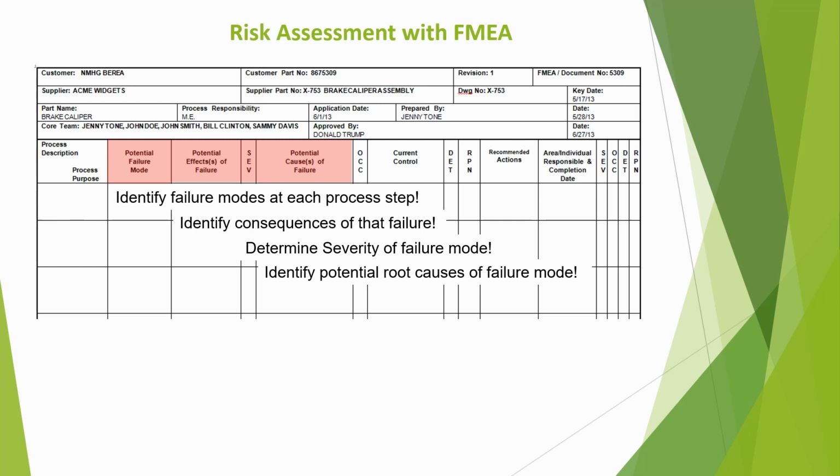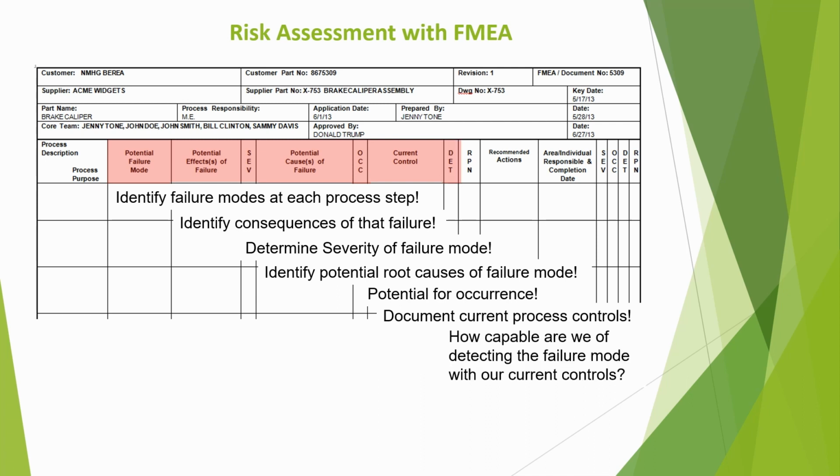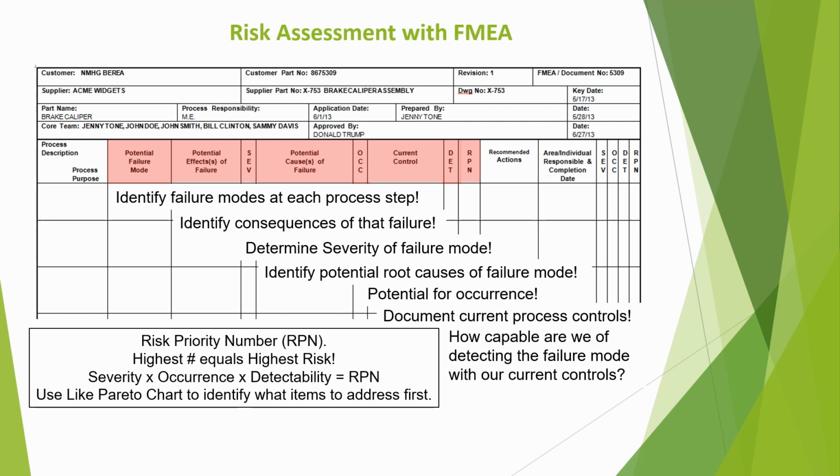In the next column, assign occurrence ratings. In the seventh column, determine controls. Next, assign detection ratings. Next, calculate the risk priority number, RPN, for each failure mode by multiplying severity, occurrence, and detection ratings. RPN helps to prioritize which failure modes to address first based on their overall risk levels. We can also use a Pareto chart to identify what items to address first.